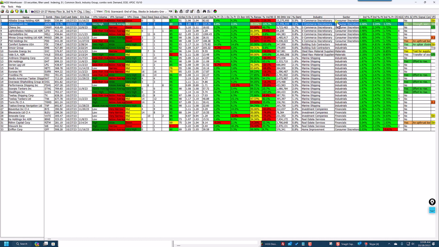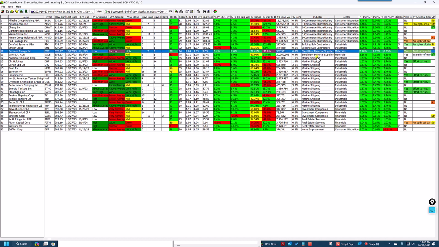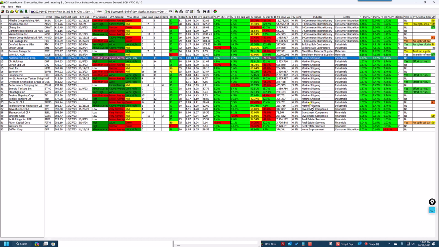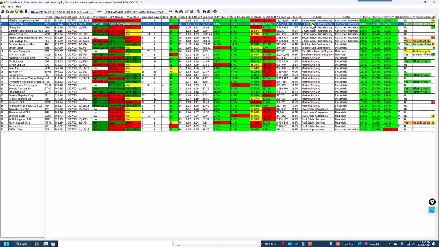And if I sort on the percentage price change, you can see that e-commerce, building subcontractors, steel, raw material, and marine shipping is the dominant group, and these are SPACs, investment companies, and so on. But very limited strength in the market, and you all know that if you've been watching the market.